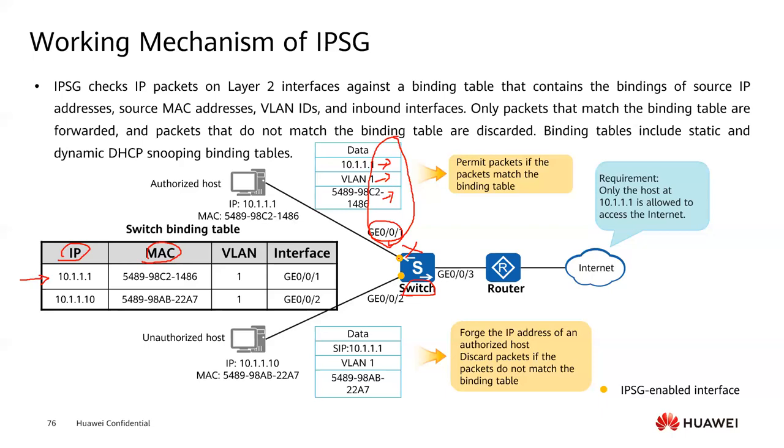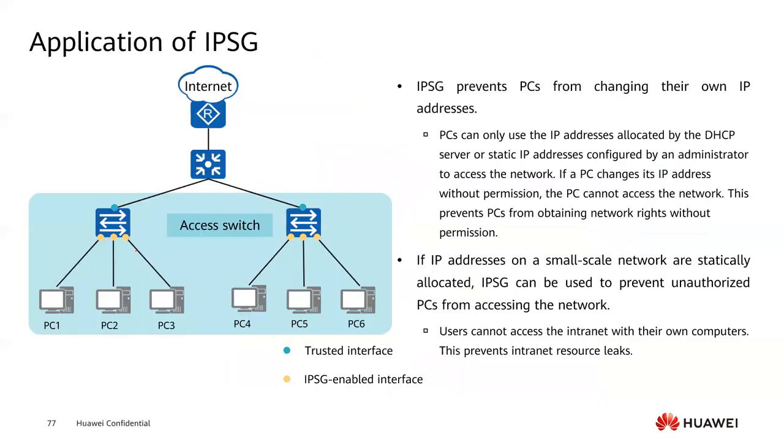So you will find that if an unauthorized host tries to access the network, what will happen? Source IP is right, source VLAN is right, source MAC can be changed, right? You can use some software to change the source MAC address, but the interface is not correct, so it will be dropped. That is what IPSG does. It checks if all the parameters are right. If not, it will be dropped.